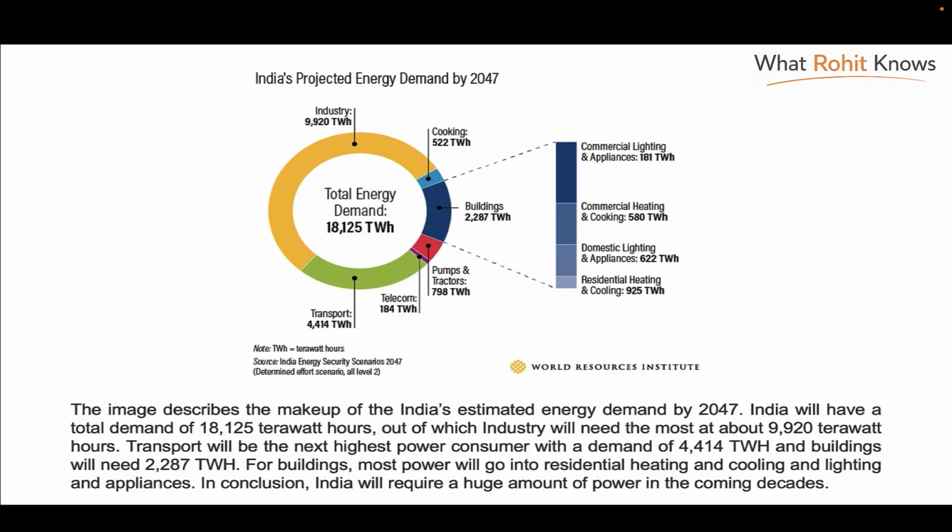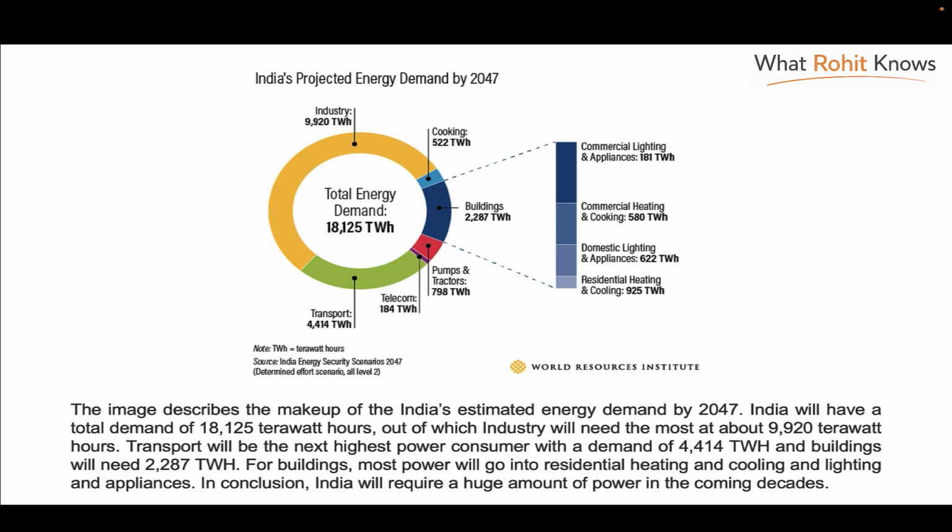So as we discussed earlier, focus on the key points, the ones that stand out. So what stands out here? Where is the highest consumption? It's in industry. So industry will need the most at 9,920 terawatt hours. So instead of saying TWH, if you note what TWH stands for, you can give a better response. So try to do that.